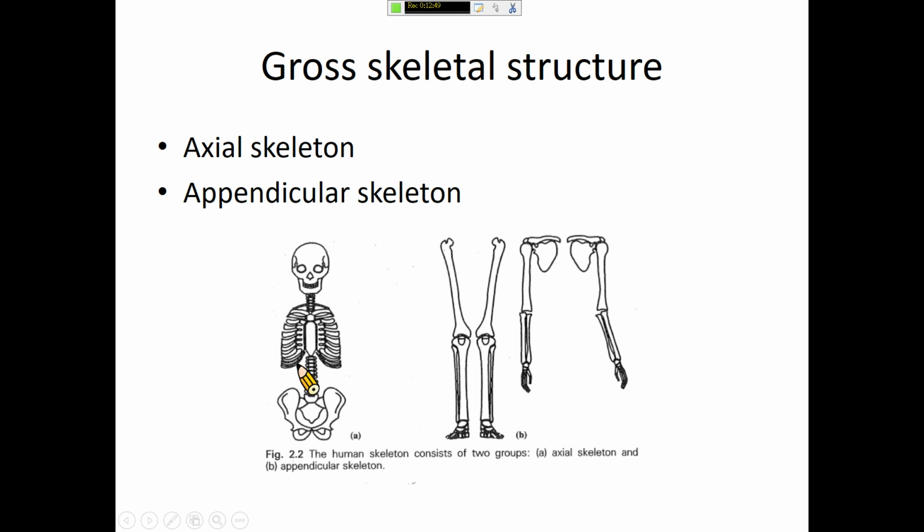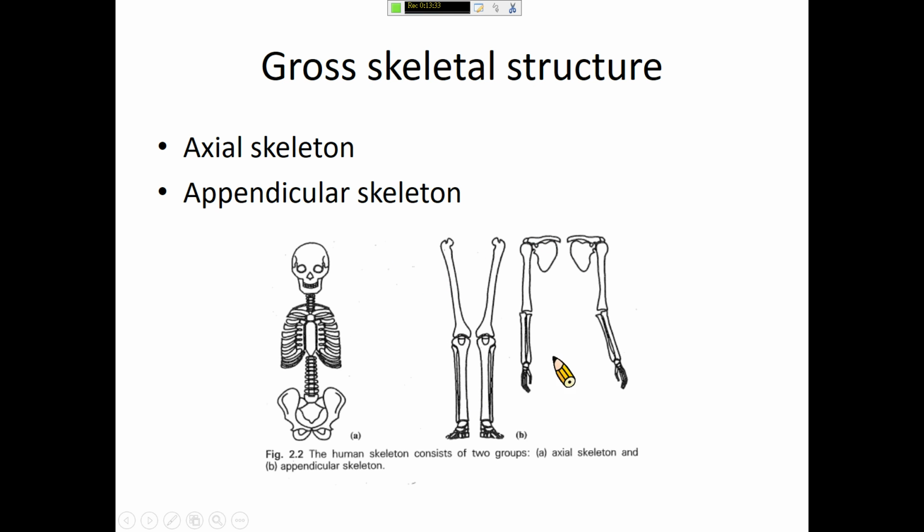The main axial skeleton, the major function is to protect the organs. For example, the ribs here, right? They protect the heart, protect the lungs inside. Okay, the skull. The skull is to protect the brain, right? So the axial skeleton is extremely important compared to the so-called appendicular skeleton.